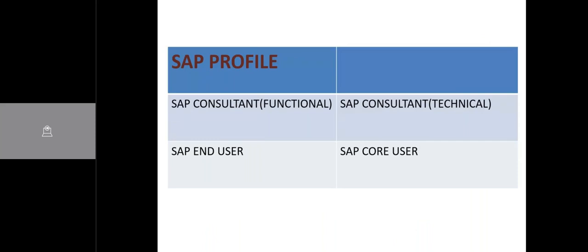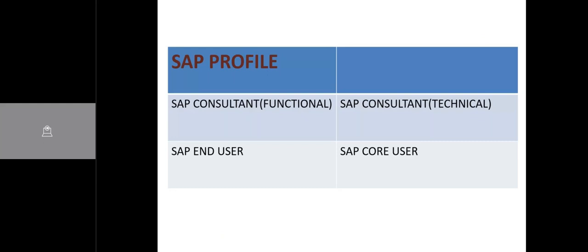Now in SAP, I just mentioned two types of roles: the consultant role and the end user role. In the consultant role, we have two types, functional consultant and technical consultant. Functional consultant means we have to know the client requirement, like a business analyst, and understand the client's role. Our role is to know their requirements by receiving their business process document, okay? We have to understand their documents, what business processes they have, and what they are looking for in SAP, we have to do.